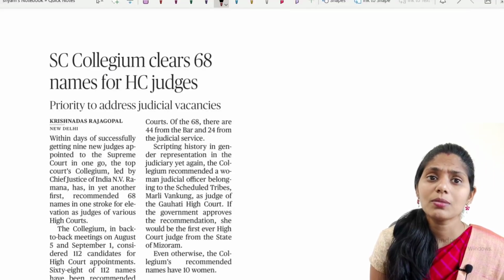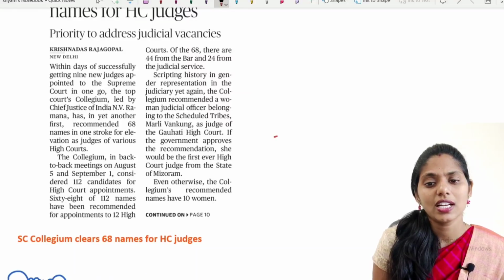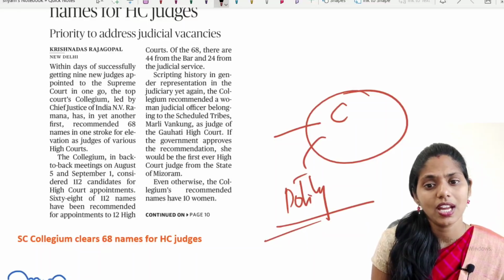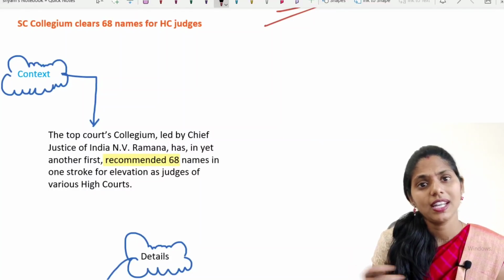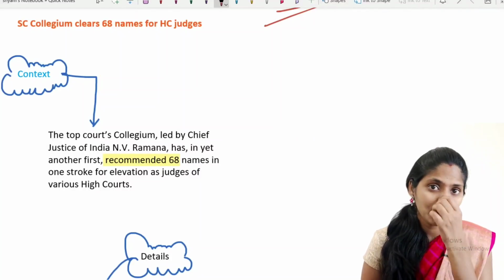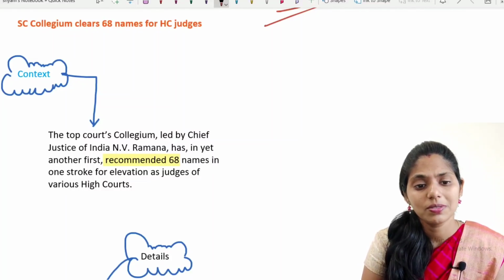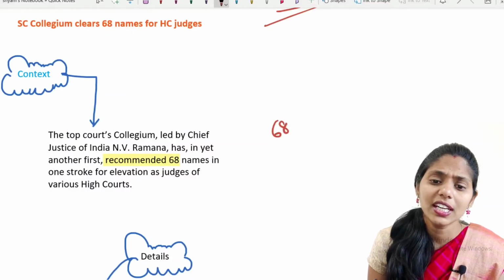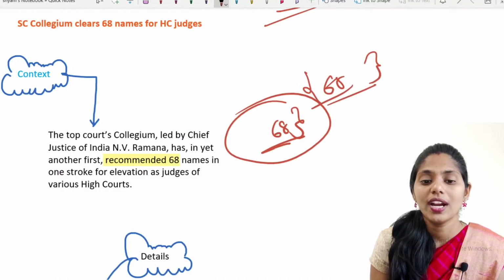The title says Supreme Court Collegium clears 68 names for High Court judges. This article is talking about the collegium, which comes under polity. Polity is very important, and we already discussed this topic recently. Recently the Supreme Court Collegium recommended names to the President for appointment of judges of the Supreme Court, and out of this, recently 9 appointments were made. So why is it in the news again? The top court's collegium, led by the Chief Justice of India, recommended 68 names in one stroke.